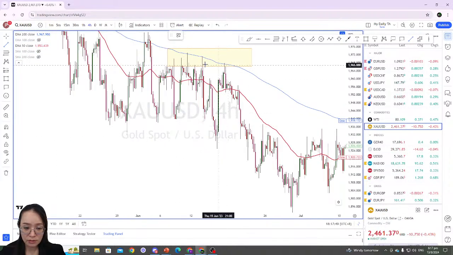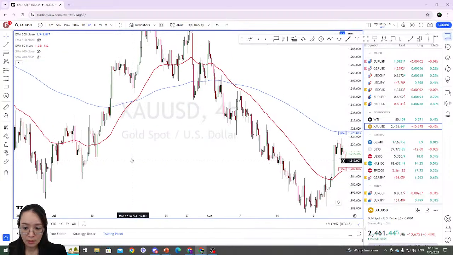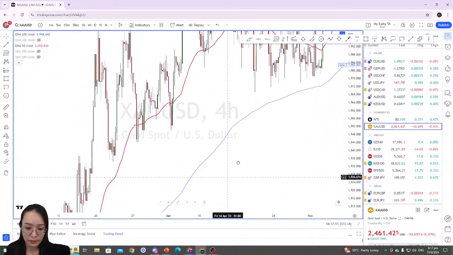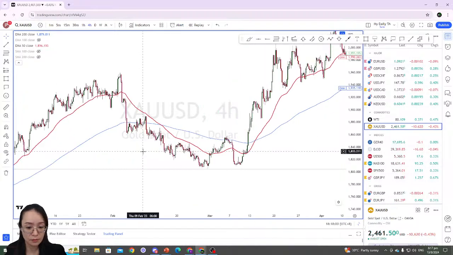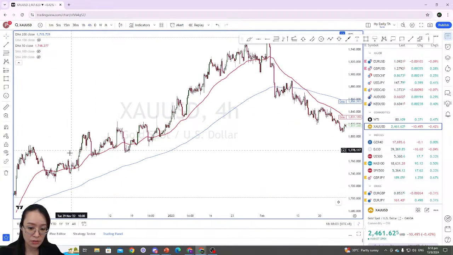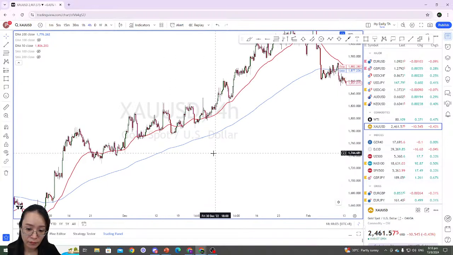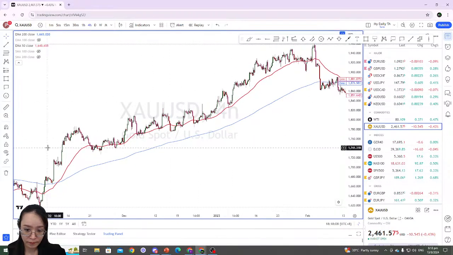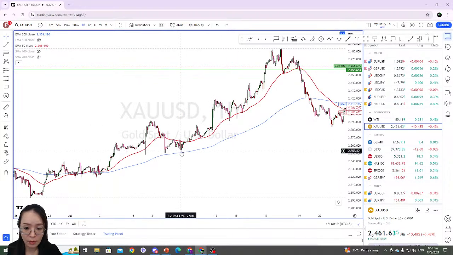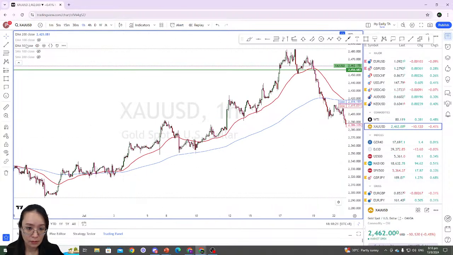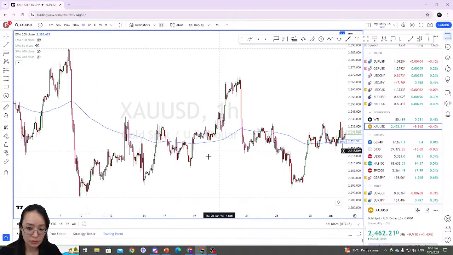Okay, acting as resistance. What about acting as support? So this EMA 50 works well with the trending market. So this is the one, okay, with a strong uptrend. What about if we go to like H1 support level? Okay, we just say resistance, support.